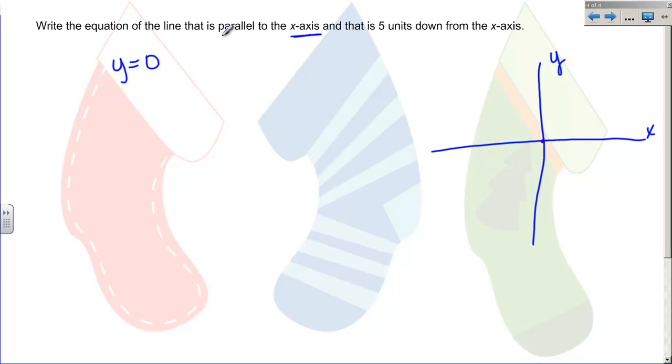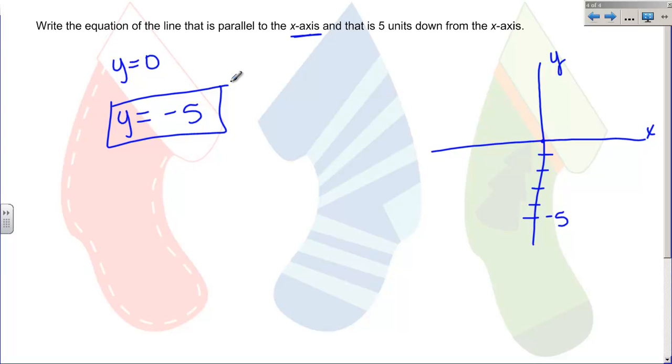I need a line that's parallel to this, so it's also going to be y equals, but it has to be 5 units down. So it has to be from the x-axis down 5 units. That means I went down 1, 2, 3, 4, 5. Well, if I count that, that's at negative 5 because I went in the downward direction. So the equation of a line parallel to the x-axis, 5 units down, is y equals negative 5.